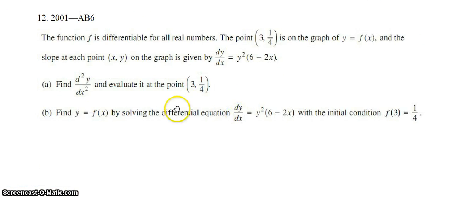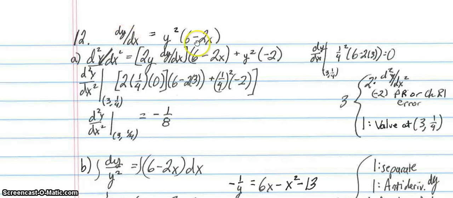And lastly, 12. Find d, the second derivative at that point. Well, notice it's the derivative at that point. So now what can we do? We got a couple of different things. I just went ahead and took the second derivative, so the product rule. Derivative of the first, again, what's the derivative of y, dy/dx, times the second, plus the first, y squared, times the derivative of the second.